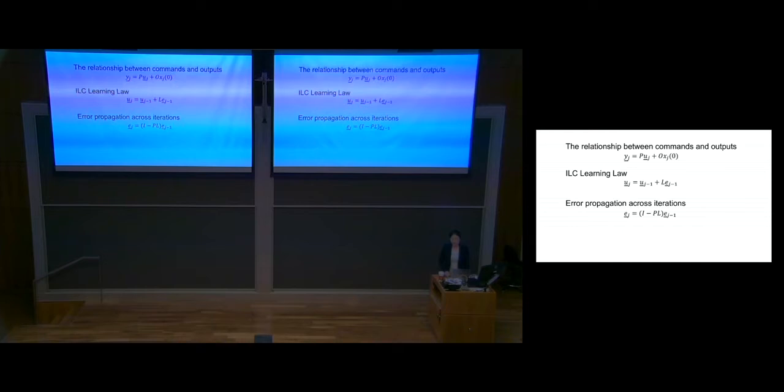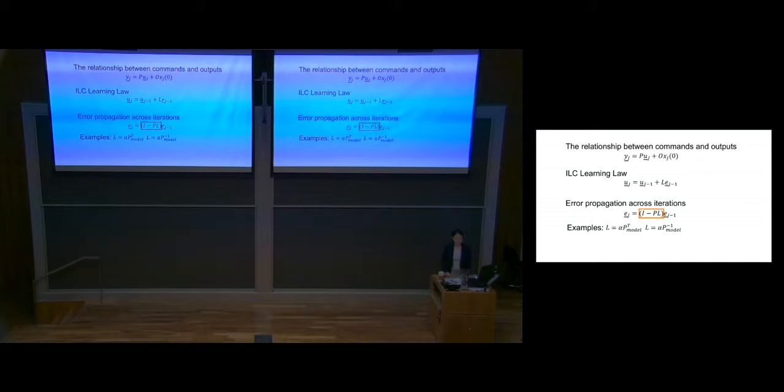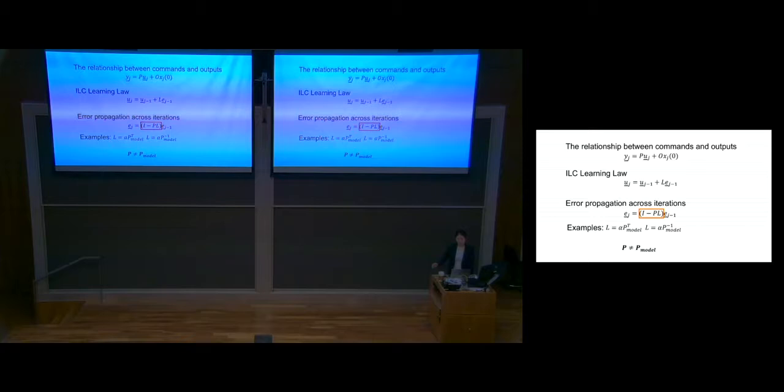If all the singular values of I minus PL are smaller than 1, this becomes a contraction mapping. That means the tracking error can be decreased monotonically across iterations during learning. And we do not need an accurate model to design or establish this contraction mapping. That's why we do not need an accurate model in ILC. And when the error decreases monotonically, that means we are learning safely and efficiently. This is why ILC doesn't require an accurate model.